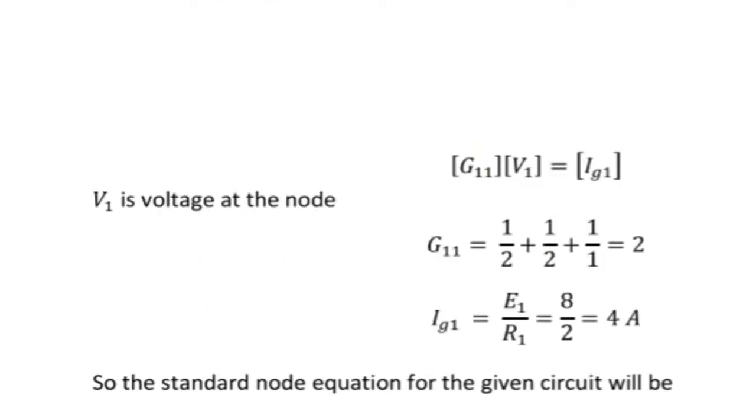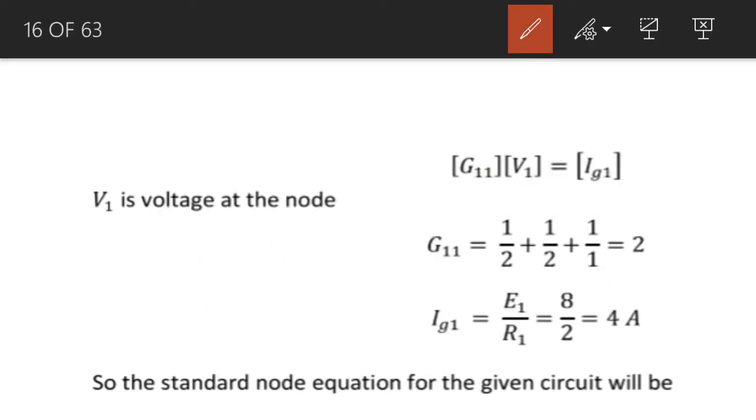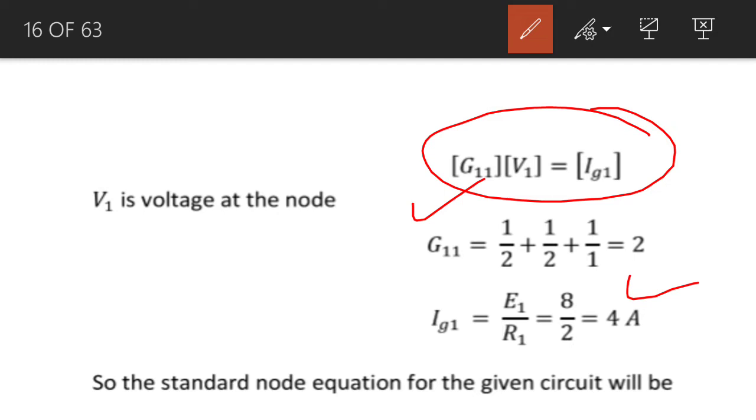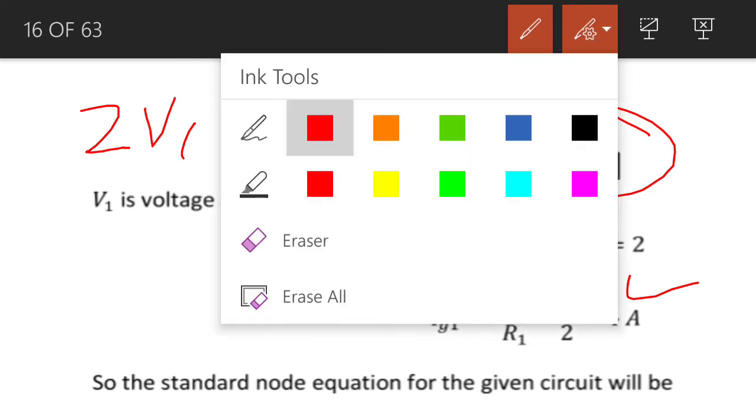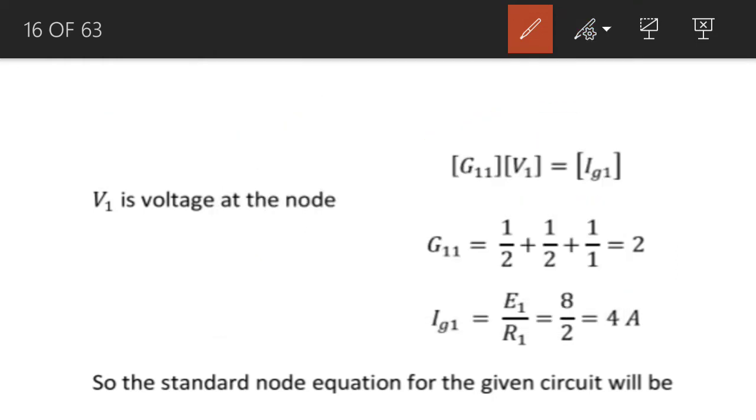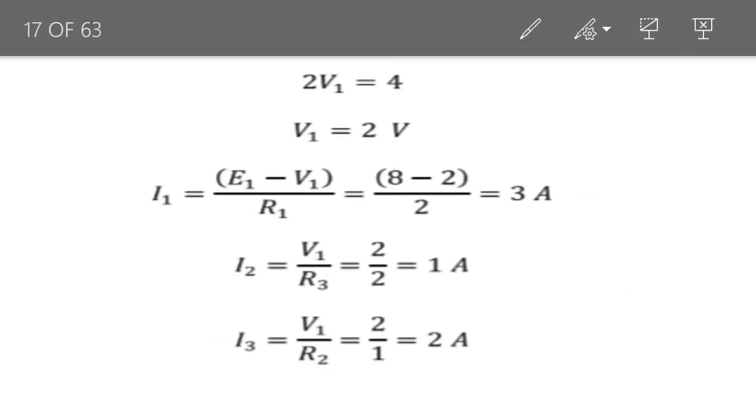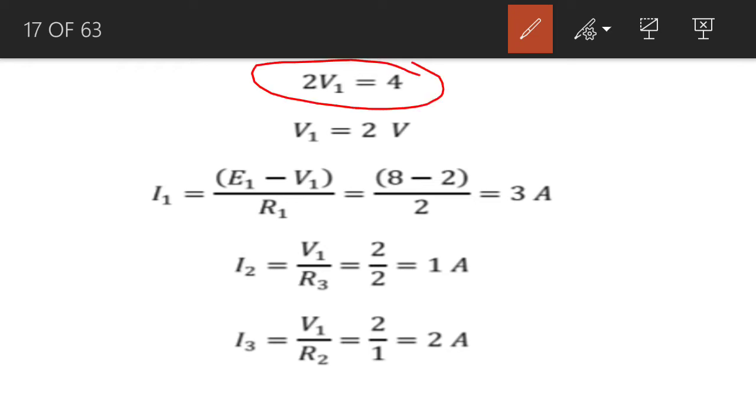So we have calculated G11 and we have calculated IG1, that is 4 ampere. We put the values of G11 and IG1 in this particular equation. If we put the values in this equation, we get 2 V1 which is equal to 4. So let us consider this equation on the next slide. You see, 2V1 is equal to 4, and V1 will be equal to 2 volt.